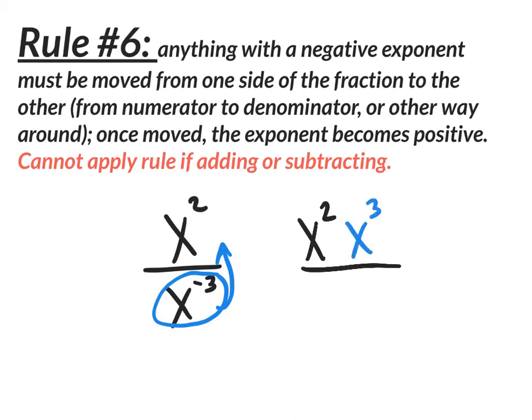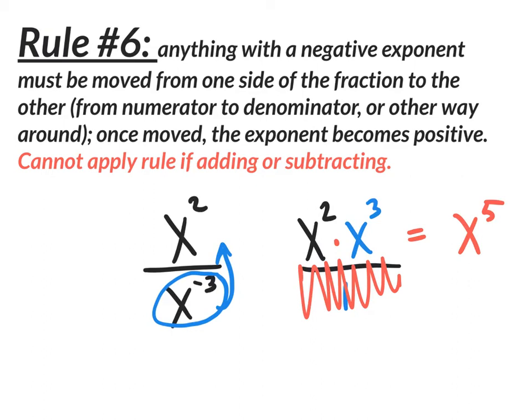And since there's nothing left on the bottom, I'm going to put an invisible 1. And since it's over 1, you don't even need to write it as a fraction anymore. Let me just scratch it out. It's just really x to the second times x to the third. Now we have to apply Rule 1 from last week. What is x to the second times x to the third? X to the fifth. And there's your final answer on this particular example.